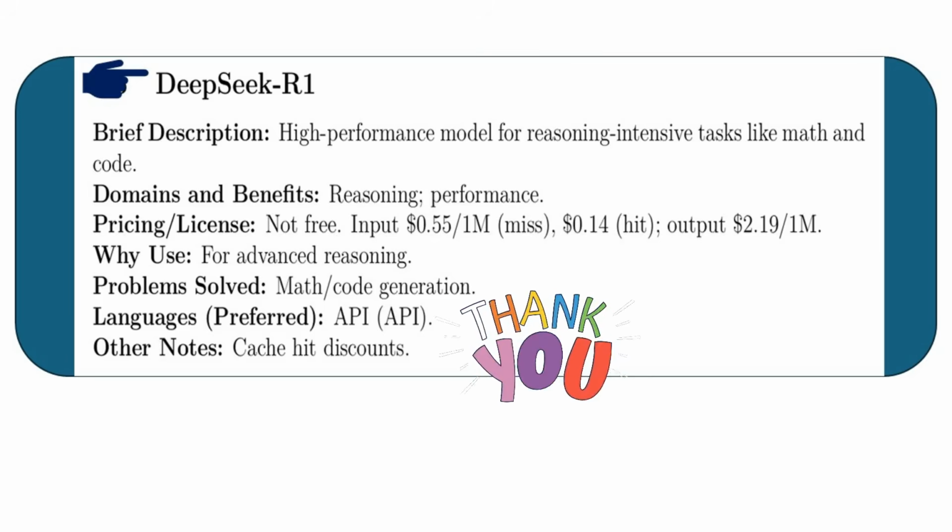Input is $0.55 per million, and output is $2.19 per 1 million. It is useful for advanced reasoning and resolves math generation. API is the way of interaction, and it has cache hit discounts.